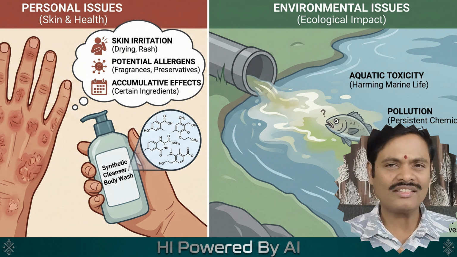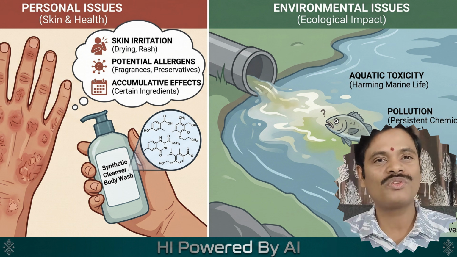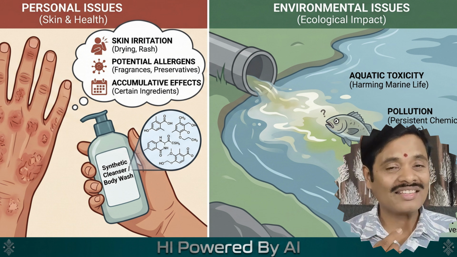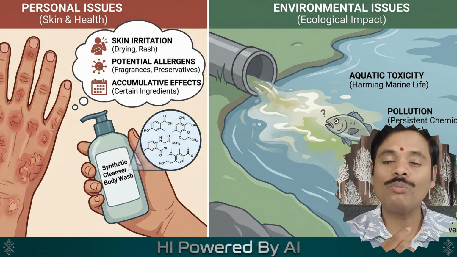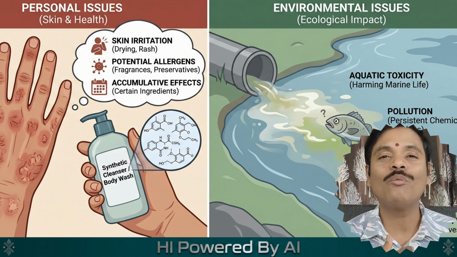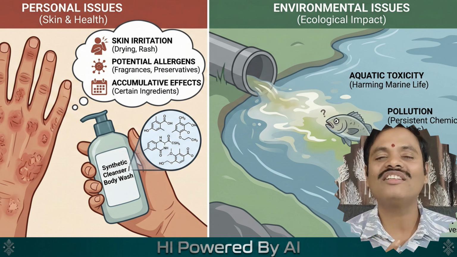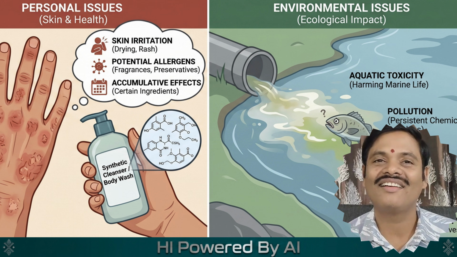A lot of researchers say chemical based soaps will cause a lot of damage to your skin. You may get skin cancer kind of thing. Also, the soap gets absorbed into the body. When it gets into the body, obviously it will cause a lot of issues including cancer.